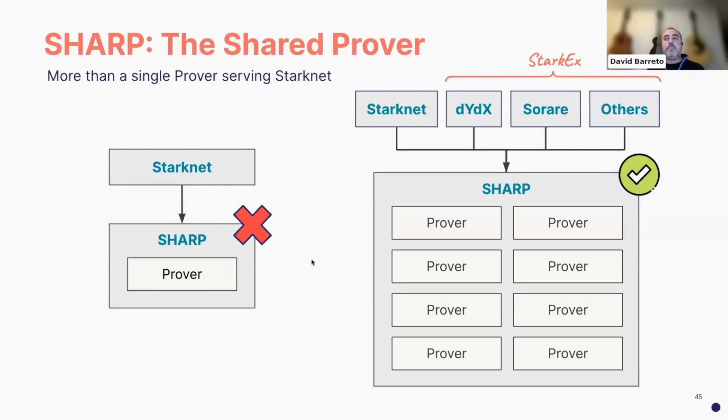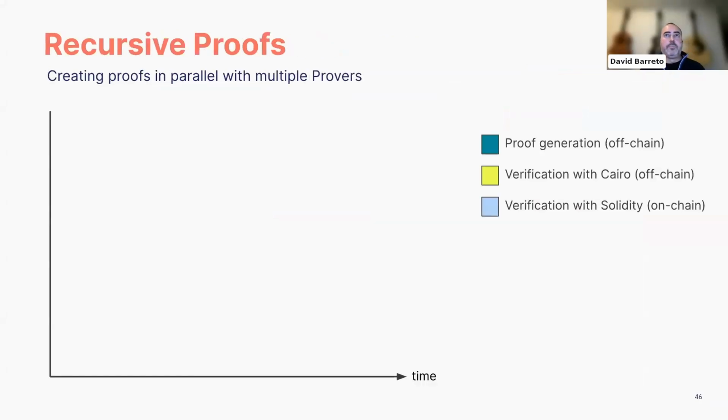And it has many of them because it's able to generate or process or create proofs in parallel and then combine them into a single proof. And that's what's called recursive proving. It's the act of creating proofs in parallel with multiple provers. So let's see how it will work, at least in an abstract sense.